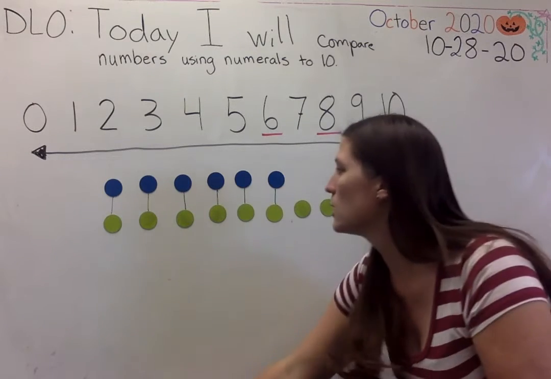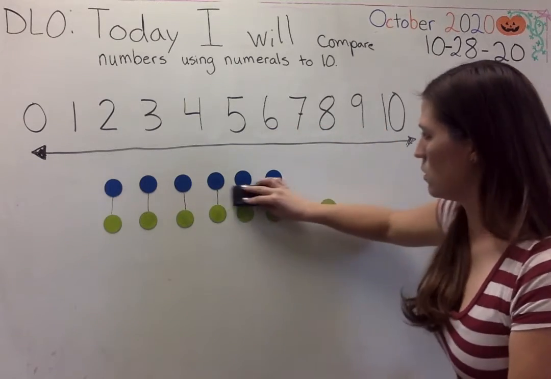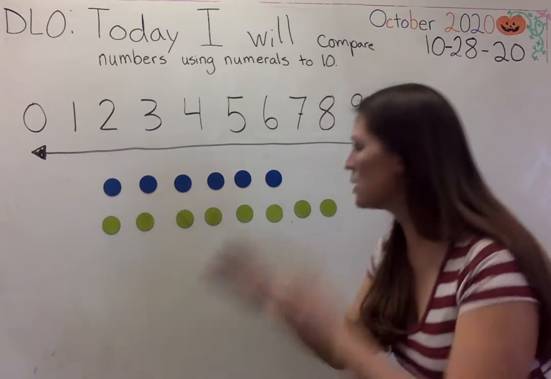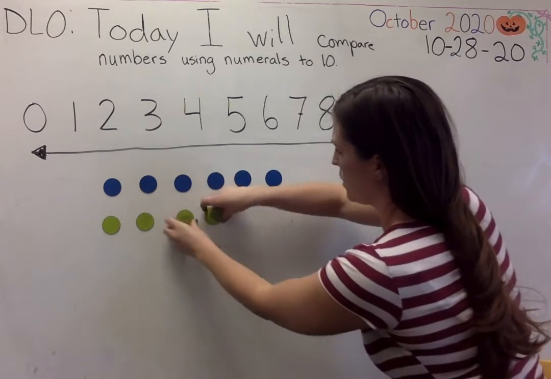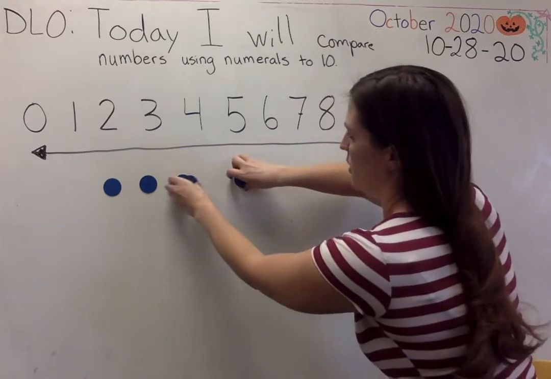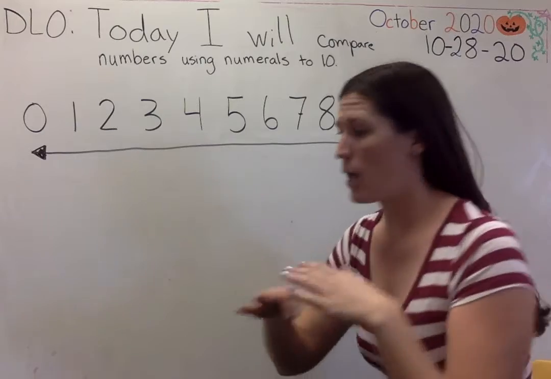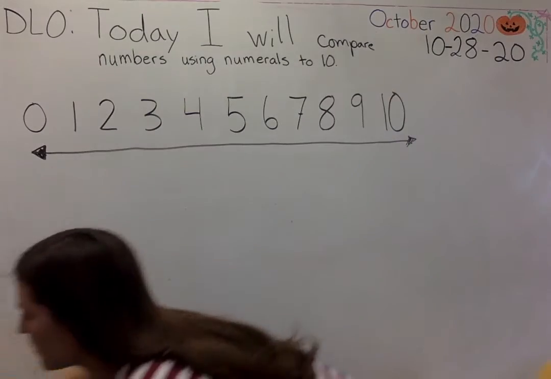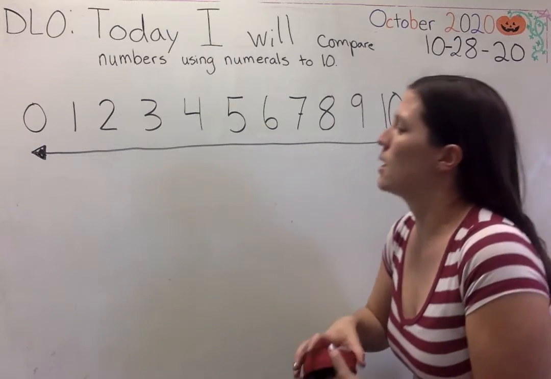Let's erase and do another one. All right, now I think I'll use my big dots this time. And this time we're going to find a group that is less, not as many. Less, not as many.